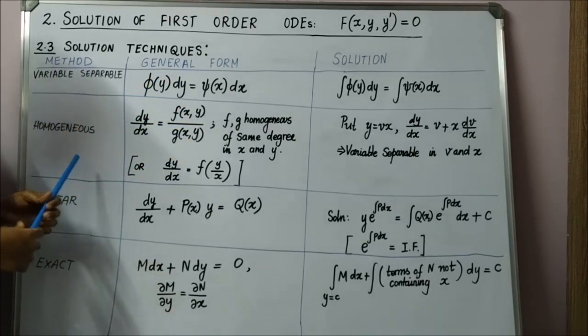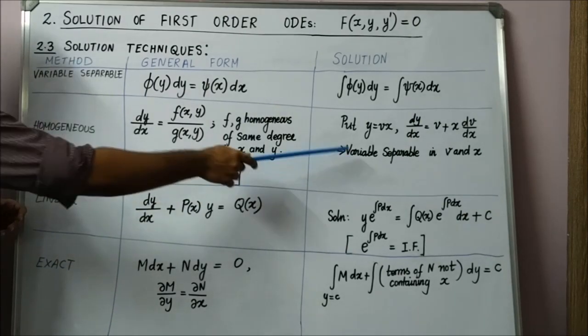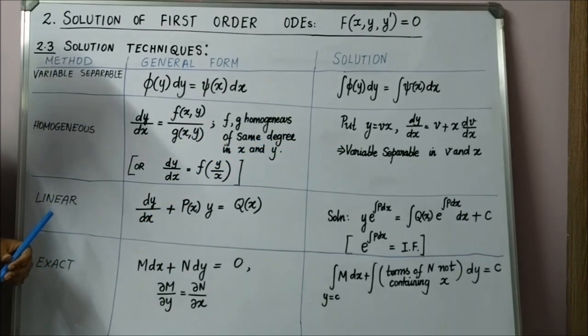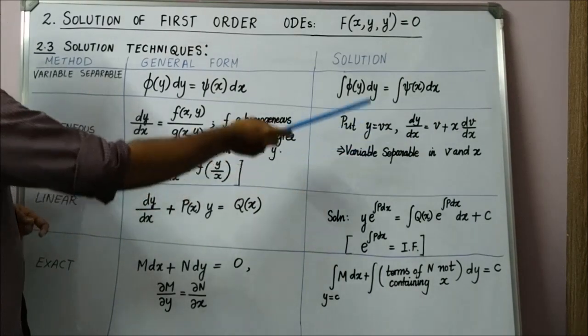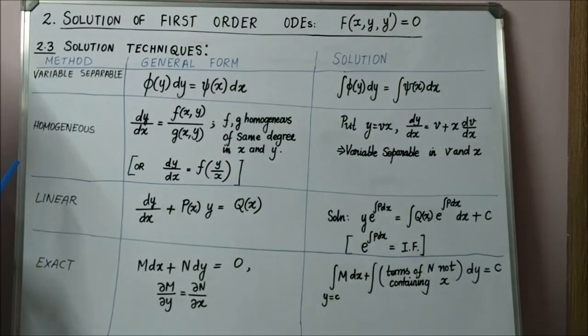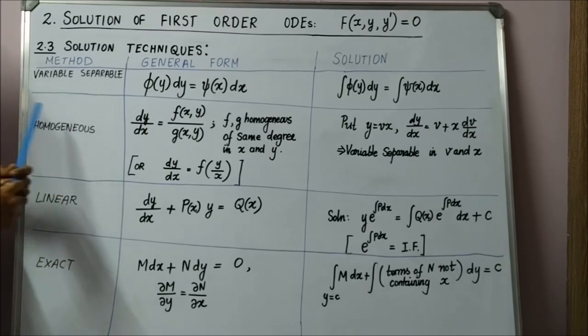Now if you rearrange, you will see that the equation would have become a variable separable in v and x. And once it's variable separable, you know how to solve, you just integrate and obtain the solution. So that is about a homogeneous equation.